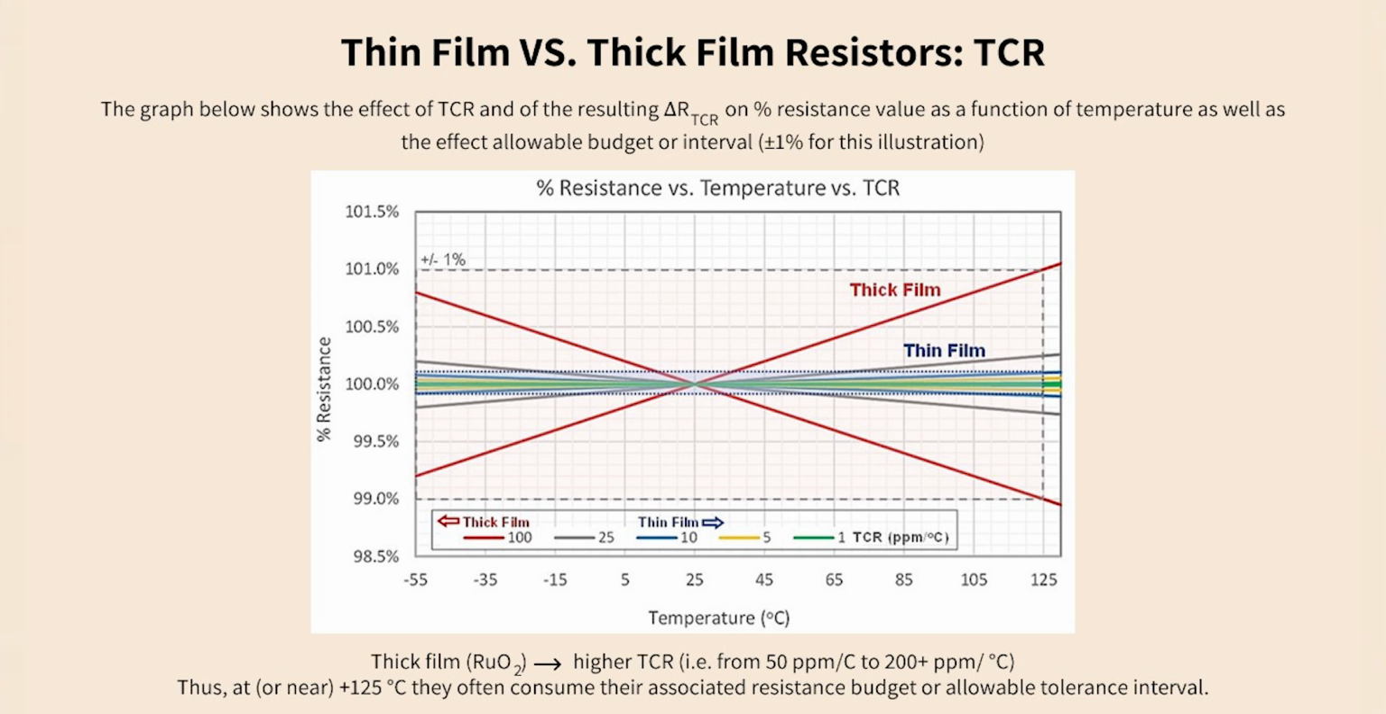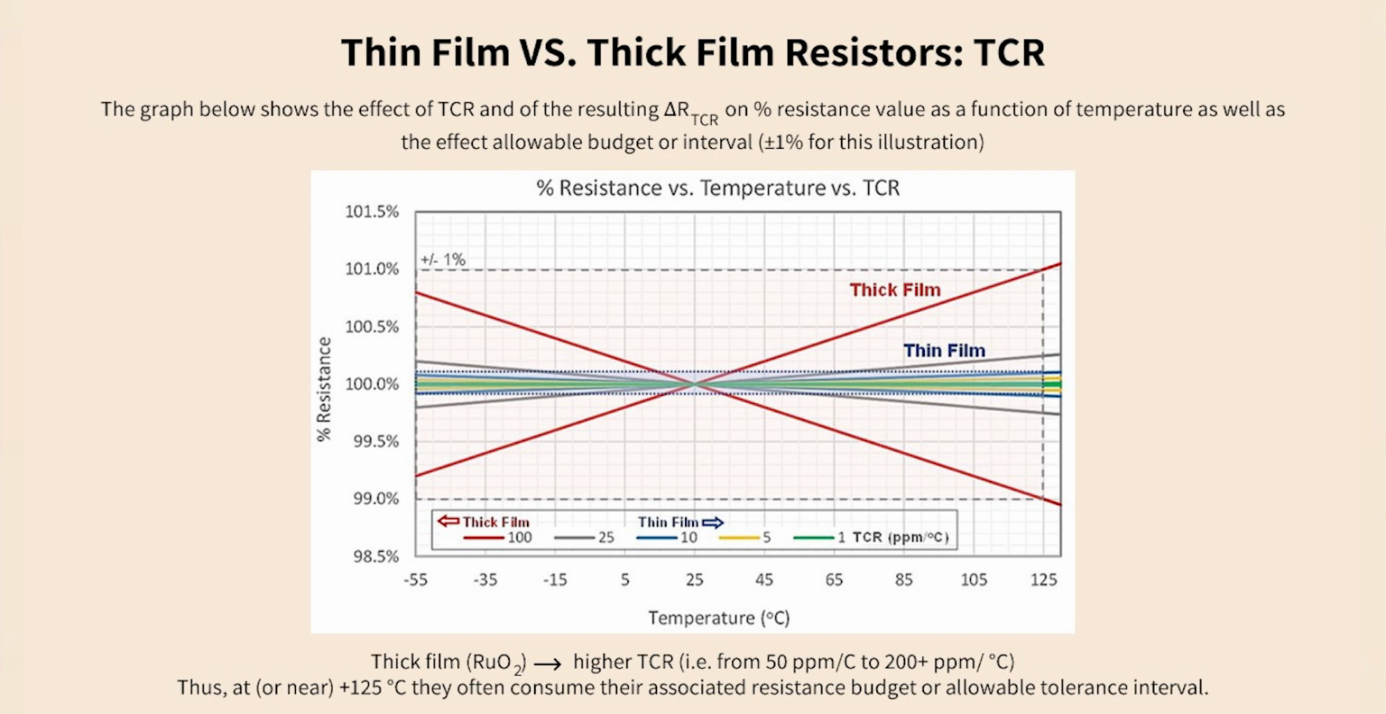In contrast, thick film resistors, with TCR values ranging from 50 to 200 ppm per degree C typical, exhibit much greater resistance drift as temperature rises. At elevated temperatures, such as 125 degrees C, thick film resistors can quickly exceed their tolerance limits, consuming their resistance budget and compromising circuit performance. This behavior highlights the trade-offs between cost and stability, with thin films offering superior temperature resilience compared to thick films.